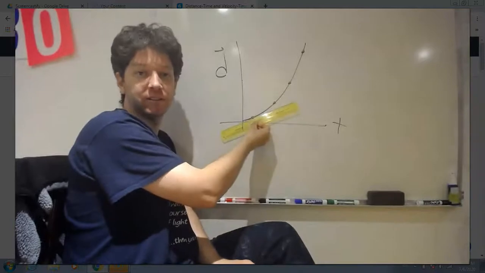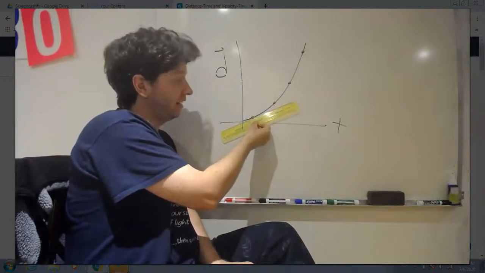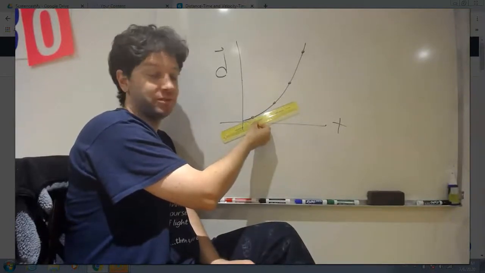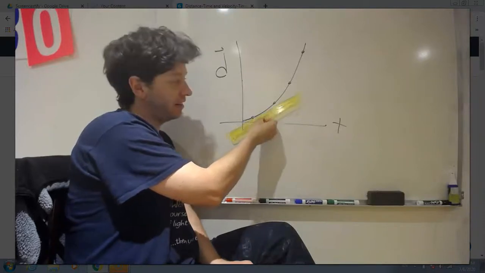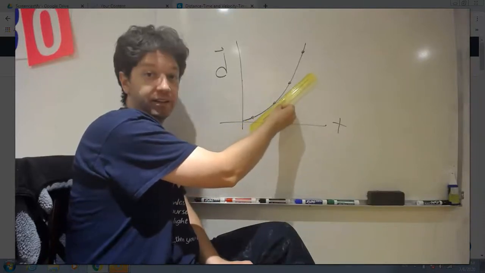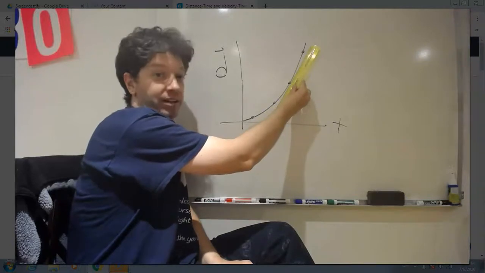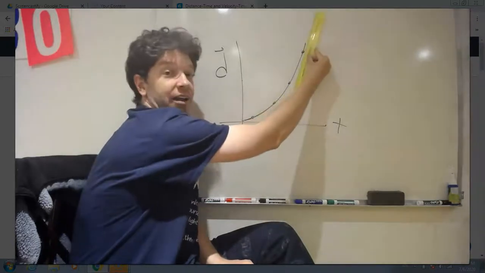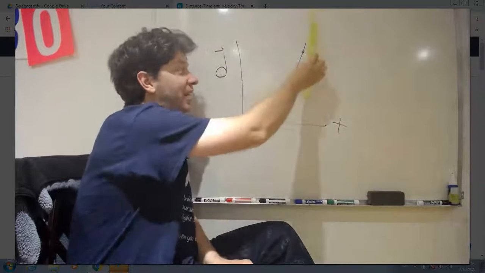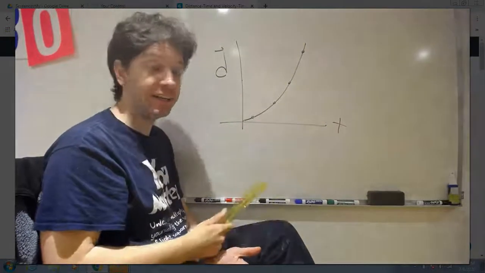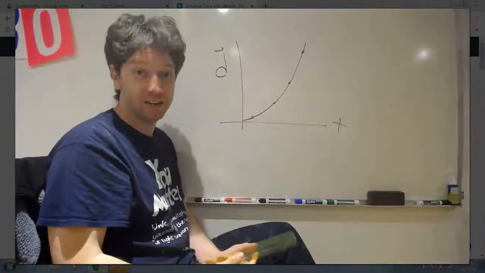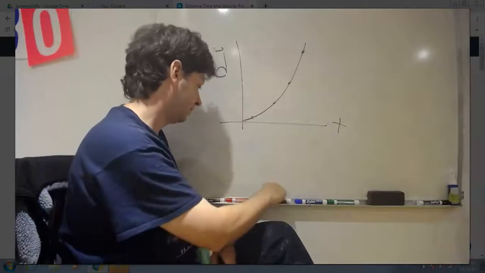There we go. Okay. And so here you have a slope that's not too steep. And then over here, it's steeper, and then steeper, and then steeper. So what's happening is our slope is increasing, meaning our velocity is increasing.